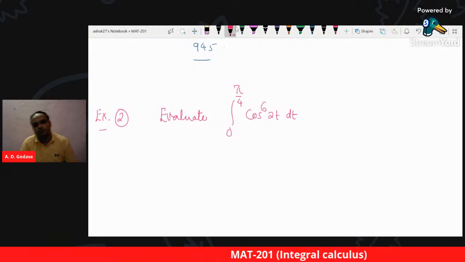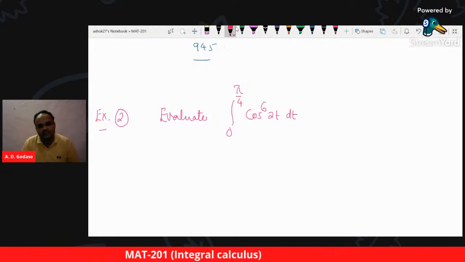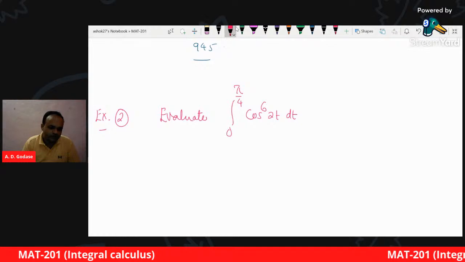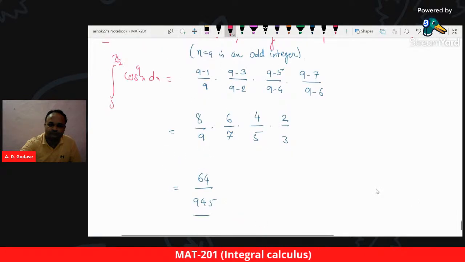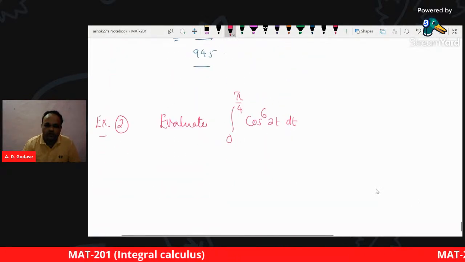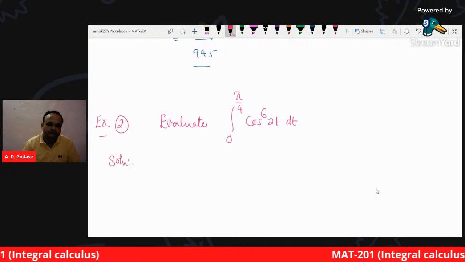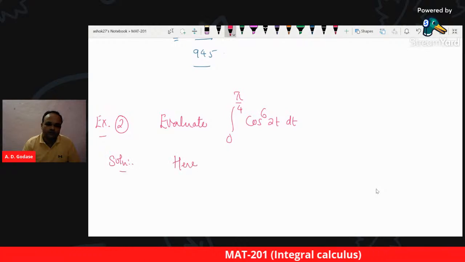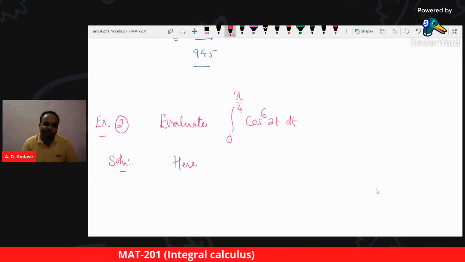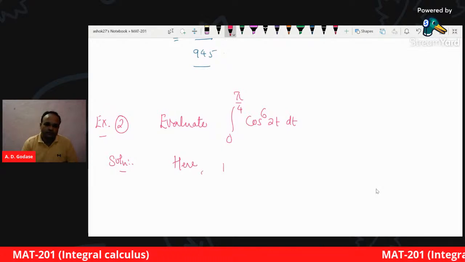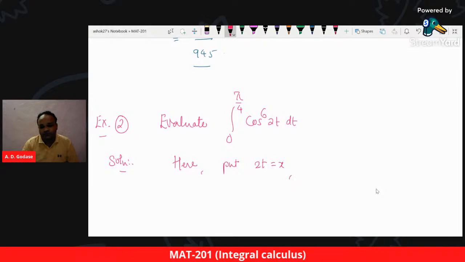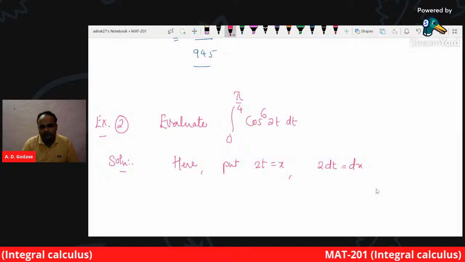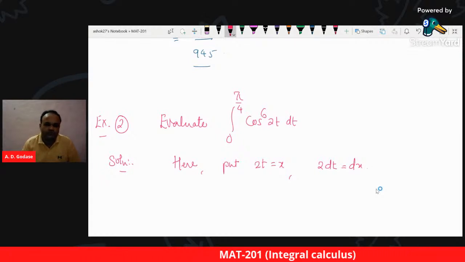So integration from 0 to pi by 4 of cos raised to 6 of 2t dt. Here you have to make some substitution for that. First put 2t equal to x. So what does it imply? It will imply 2 dt equal to dx. And for that, the limits will also change.